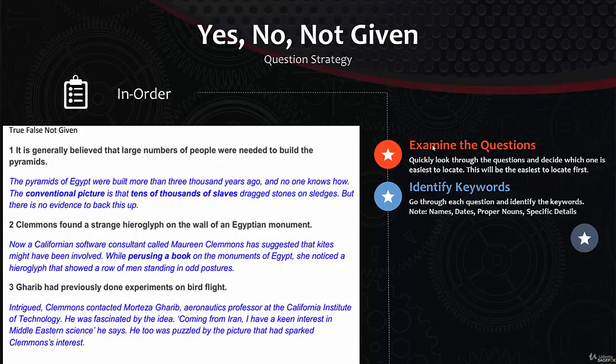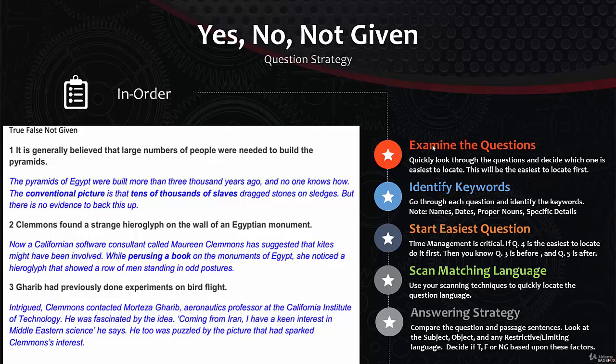So let's look at the way this works. Here we see a series. What I've done here is put the question and the matching passage language right above and below each other. For example, this first one says it is generally believed that large numbers of people were needed to build the pyramids. The matching sentence says the conventional picture, that's the synonym for generally believed, is that tens of thousands of slaves drag stones on sledges. Large numbers of people, tens of thousands, that's a match. So this answer would be true.